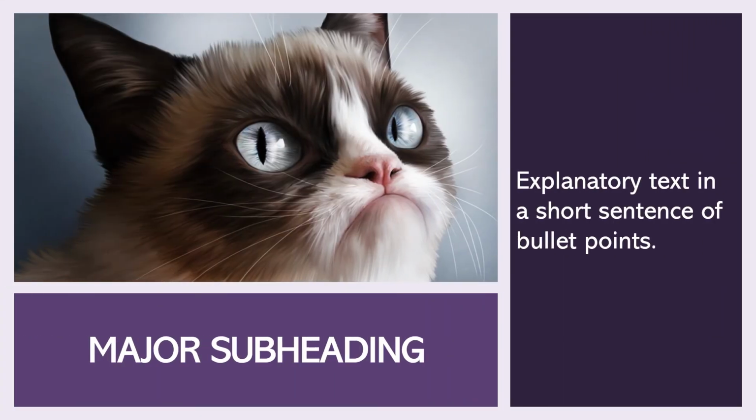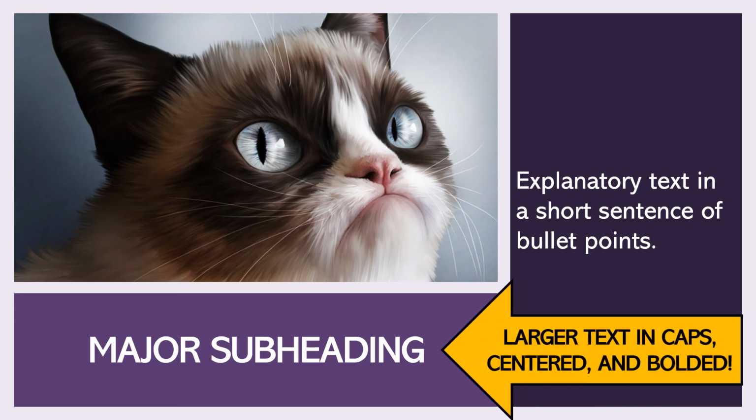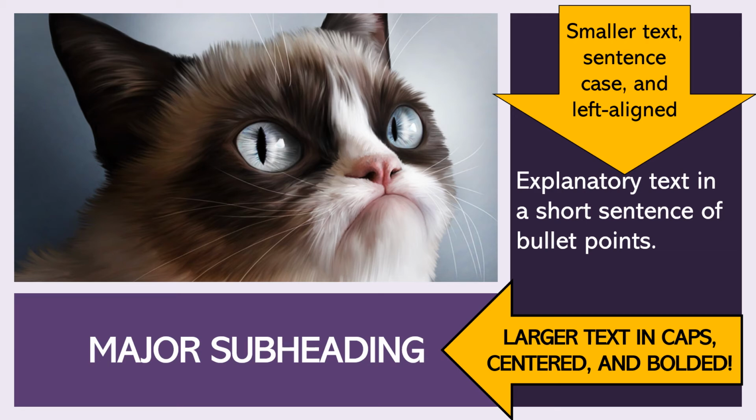A lot of our slides will simply be explanatory notes, so we don't necessarily need to convey overt relationships. In this case, we have our major subheading, so the reader knows what we're talking about, and it's in a larger font. We have an image, and then we have the smaller text. See here, this larger text is in caps, centered, and bolded, so it's formatted differently. The reader knows how important it is. Over here, we have a smaller text. It's sentence case, and it's left aligned. So we do see a change in importance based on whether or not we center it, whether or not we use all caps, and what size font we're using.